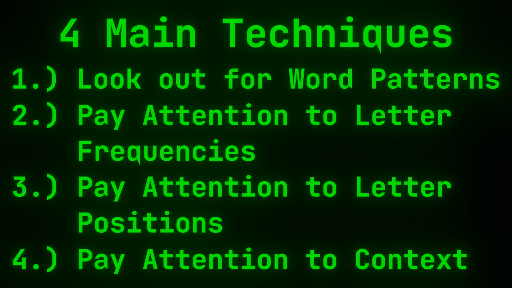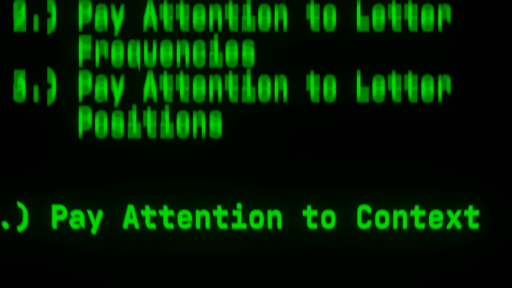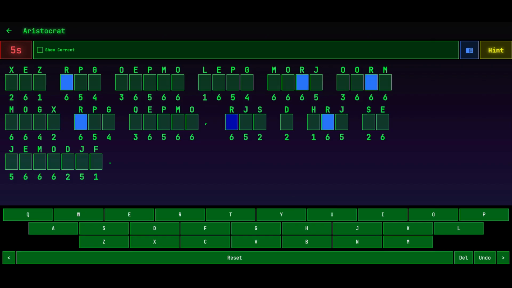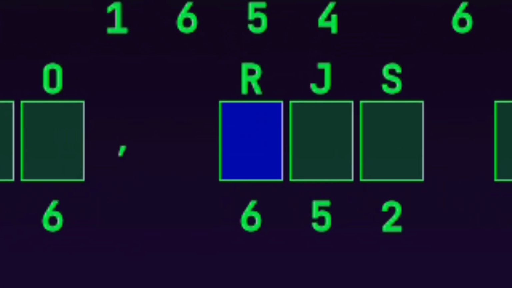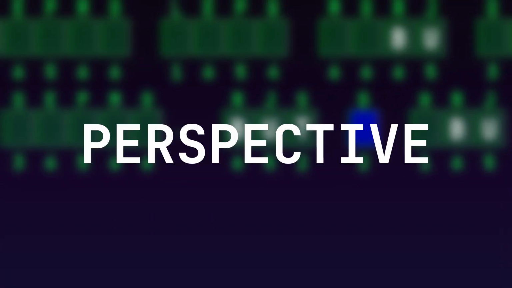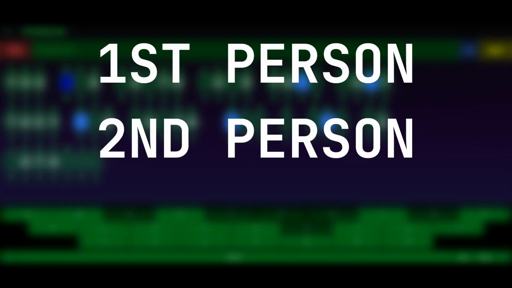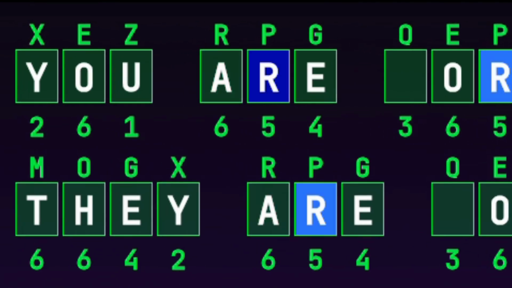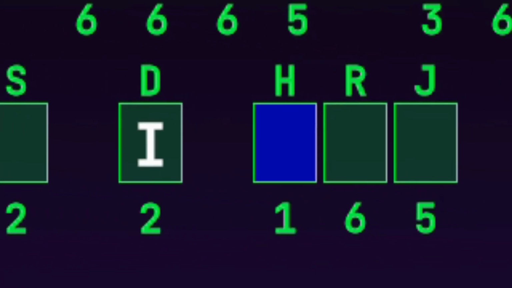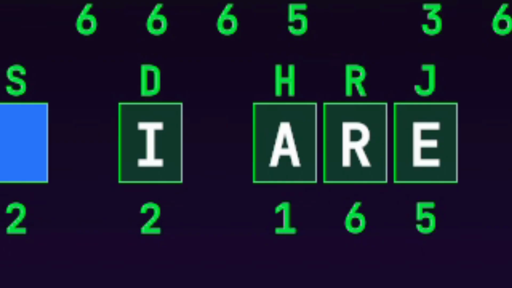Now for the final technique before getting into the examples. Pay attention to context. That just means pay attention to how the sentence structures are unfolding. For example, if there's a comma, the word right after it might be a conjunction, like and or but. Also, think about perspective. Is it first person, second person, or third person? Because if a 3-letter word comes after you or they, it might be R. That same 3-letter word coming after I, well, IR doesn't make much sense now, does it?